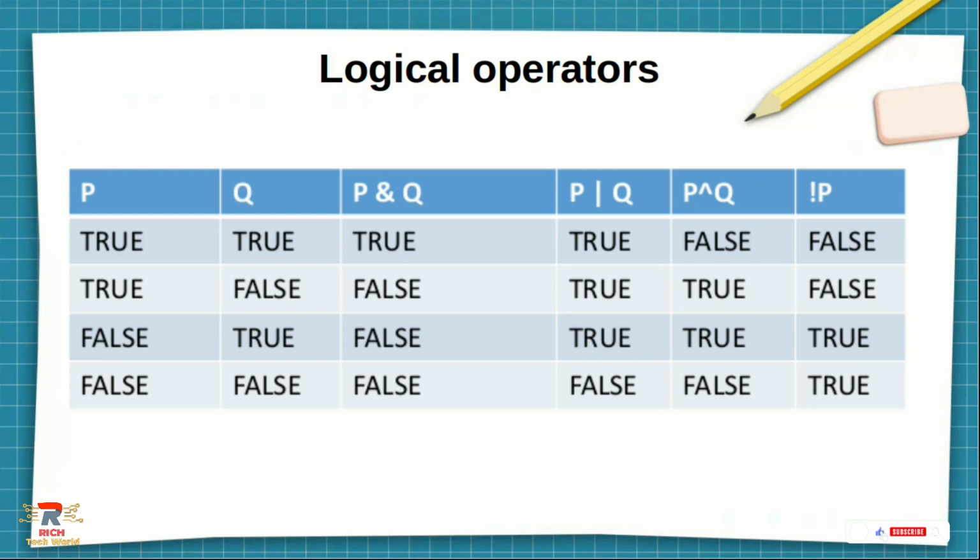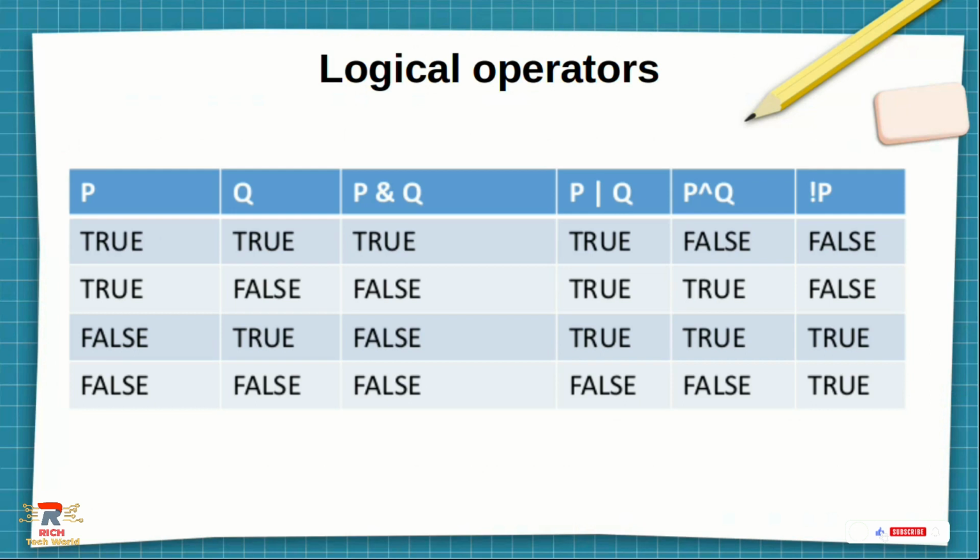The third situation is when P is false and Q is true. When you use the AND operator, the outcome becomes false. When you use the OR operator, the outcome becomes true. When you use the exclusive OR operator, the outcome also becomes true. And when you use the NOT, the outcome also becomes true.